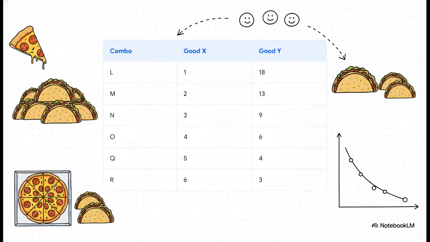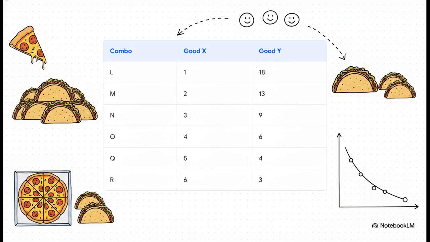Consider this indifference schedule we have here, which is really just an economist's fancy term for a list of different shopping baskets. Let's say good X is pizza and good Y is tacos. In basket L, at the top, you get one slice of pizza and a massive 18 tacos. But jumping all the way down to basket R, you get 6 slices of pizza but only 3 tacos. The absolute core rule here is that to this specific shopper, every single one of these baskets yields the exact same level of total satisfaction. Whether you pick basket L, basket N, or basket R, your overall happiness remains totally unchanged. Because you're equally happy with any of these combos, you are completely indifferent to which one you end up with.